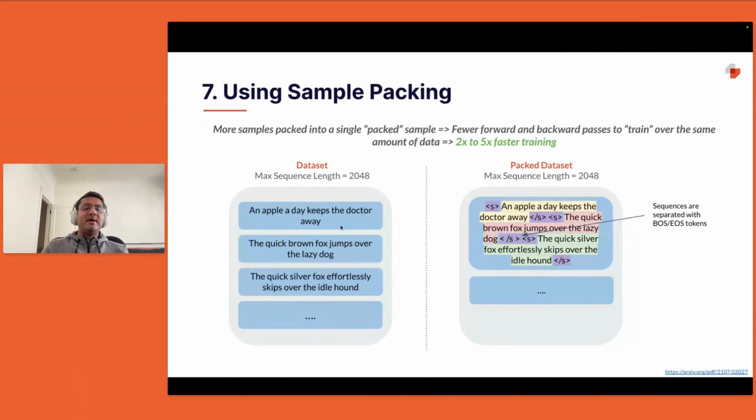So the idea is very simple. Imagine I have 4 rows in my training set. So it's an apple a day keeps a doctor away. The quick brown fox jumps over the lazy dog. Another sentence right here. We can actually fuse these into a single sample and separate them using BOS tokens and EOS tokens, which I've highlighted in purple here. And you can keep packing these samples into a single merged sample until you hit whatever desired max sequence length you have. And then you can do this for multiple samples in your data set.